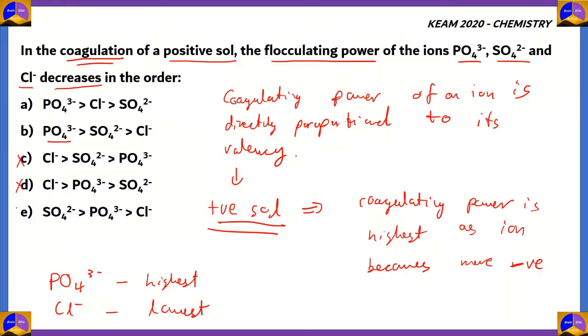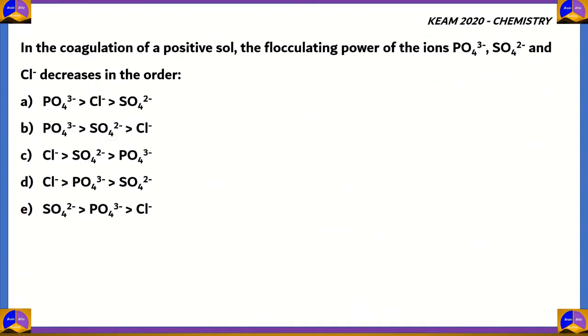That makes C, D, and E incorrect. Then we have the next powerful, that means the ion with the next highest valency, which in this case is SO4 2-. So that means option A also becomes incorrect. The correct answer is option B. PO4 3- is greater than SO4 2-, which is greater than Cl- in terms of flocculating power of the ions in the coagulation of a positive sol.